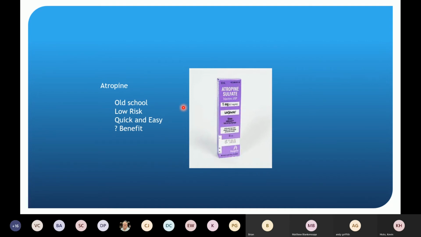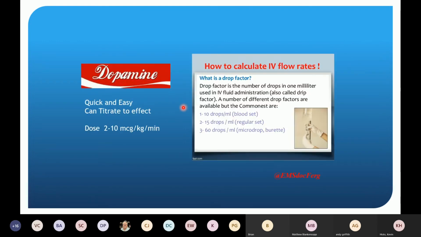It may not work, but it's not going to cause a bad outcome if it doesn't work. So atropine's pretty good. What's the next drug we can try? By state protocols, category A. I love this drug still, even though hospitals hate it. Comes in our bags, pre-mixed, dopamine, right? So dopamine's quick and easy, all right?